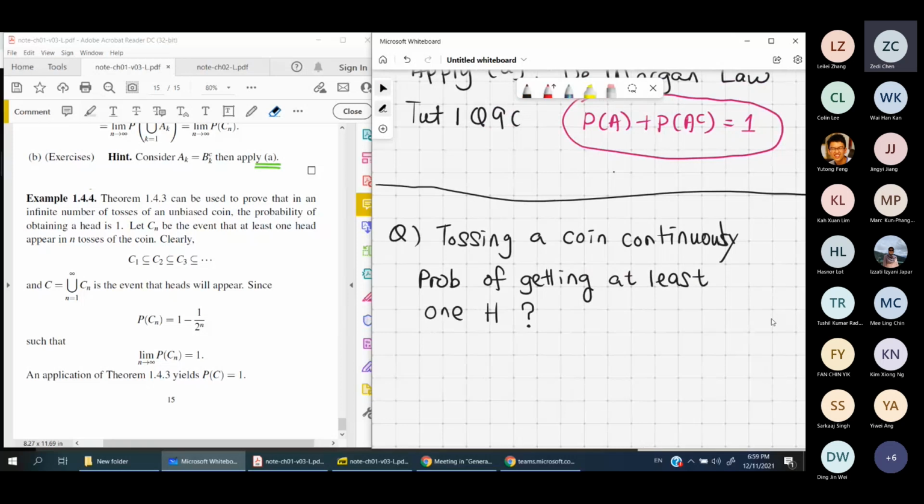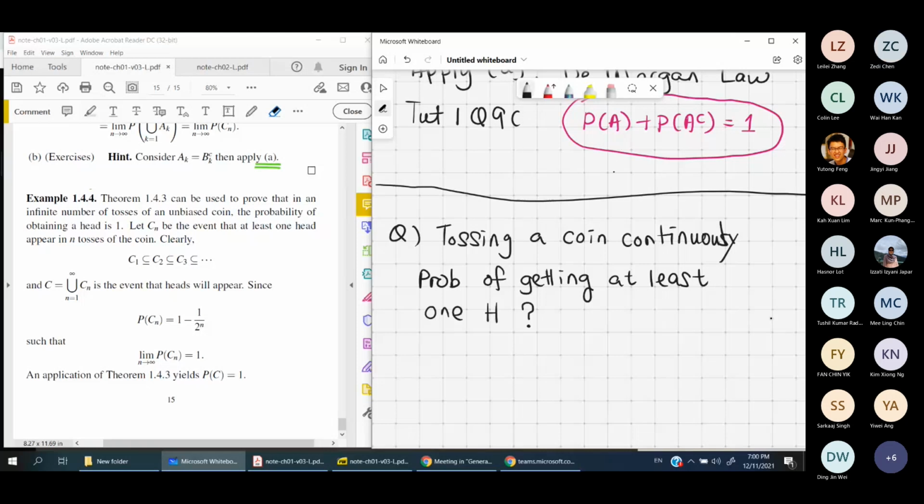As a matter of fact, we cannot keep on tossing a coin non-stop, because one day we're going to die, one day the earth is going to explode. Is it impossible to do this continuously? However, we can imagine this. What is the probability of getting at least one hit if you keep on tossing a coin?